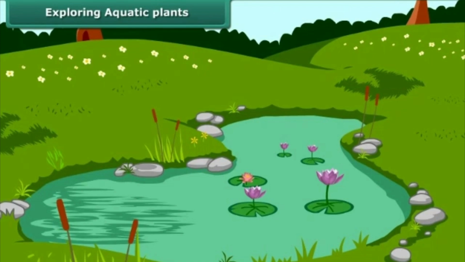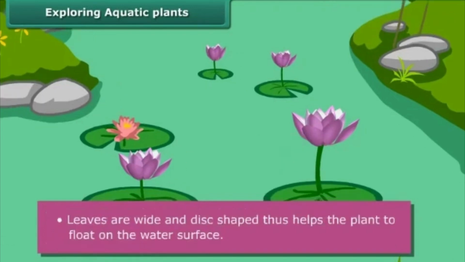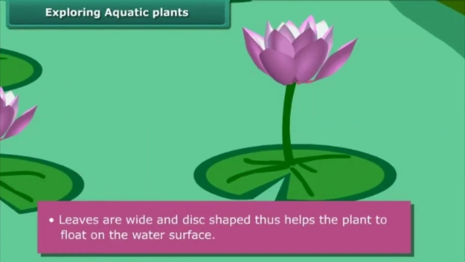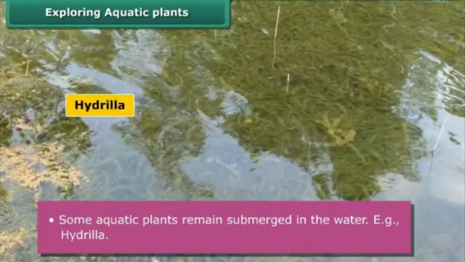Students, you might have seen lotus floating in ponds and lakes. These plants show various adaptations to live in water. Lotus plants have a long and hollow stem which attaches the plant to the base of the pond. Roots are short. Leaves are wide and disc-shaped, thus helping the plant to float on the water surface. Some aquatic plants remain submerged in the water, for example, hydrilla.